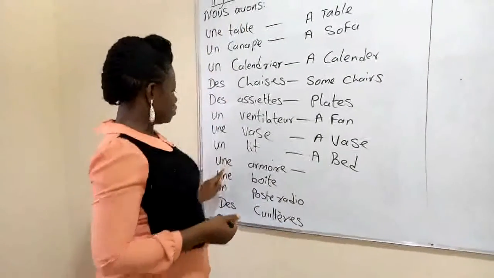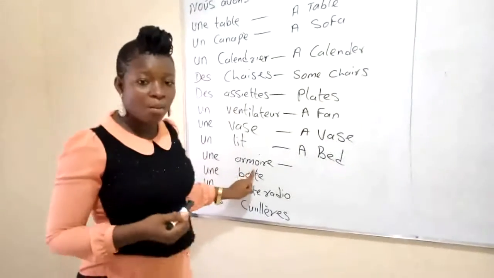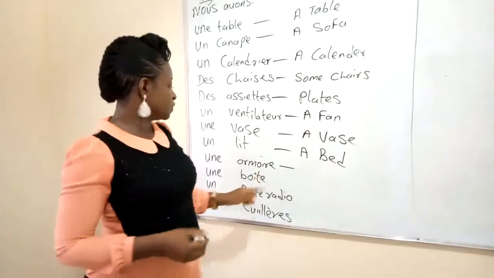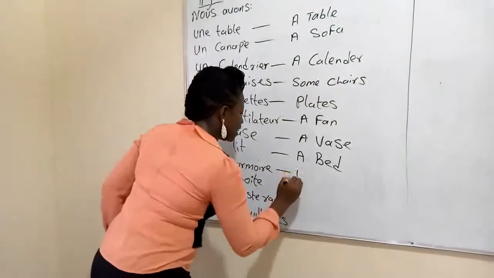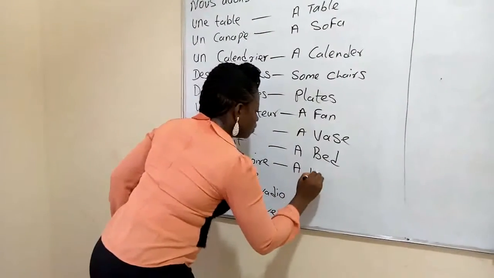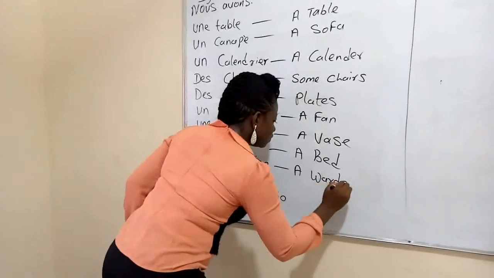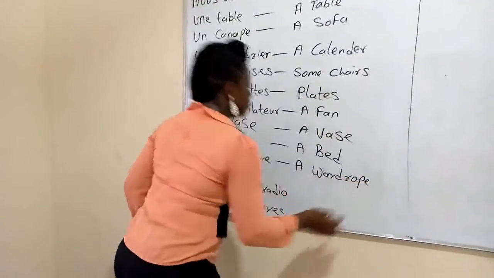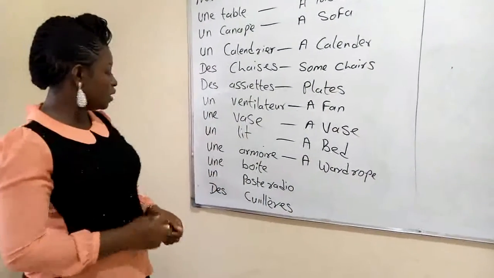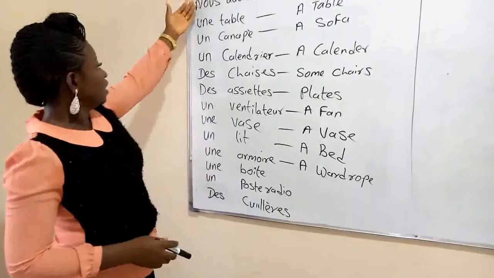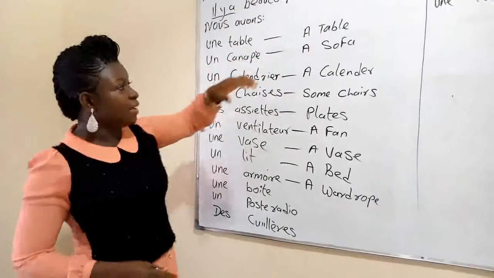Nous avons une armoire. This means we have a wardrobe. Wardrobe. Where we keep our clothes. Alright, let's go on. Il y a beaucoup d'objets dans la maison.